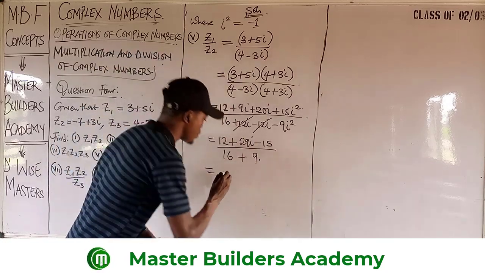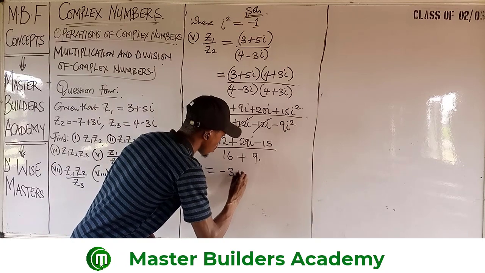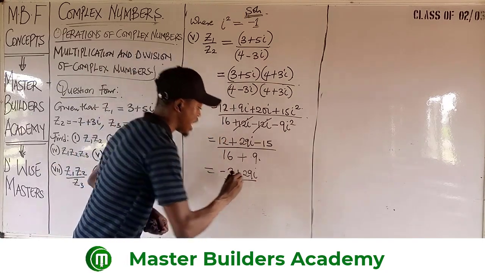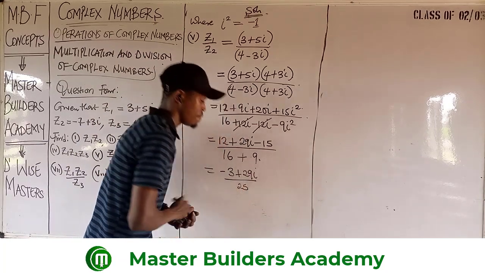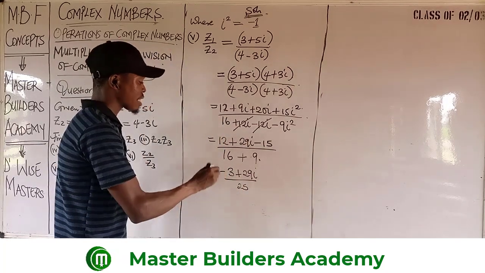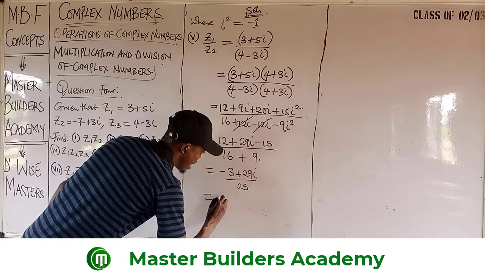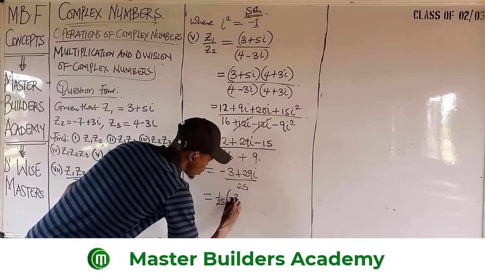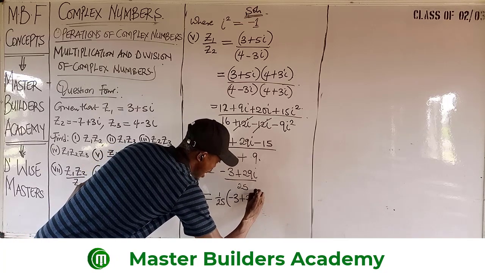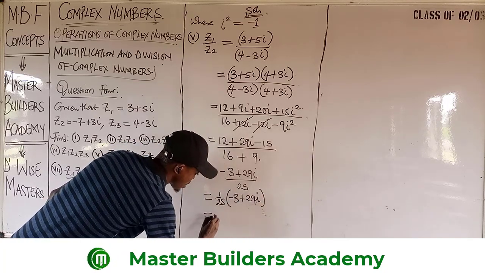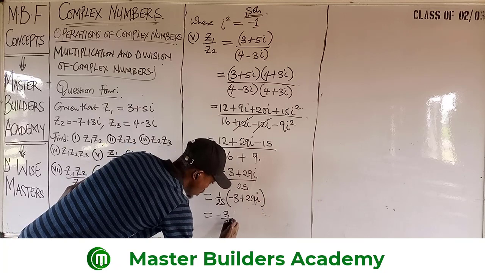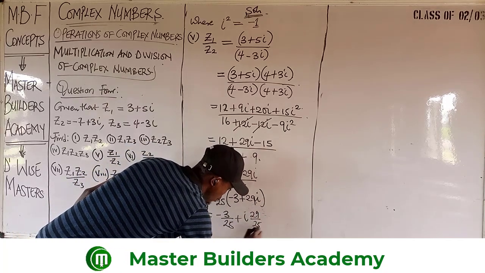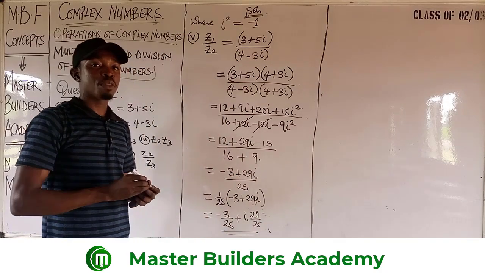So 12 minus 15 will give us minus 3 plus 29i all over... When I add these two results together, it gives me 25. This is it. So you can leave your answer here, or you can as well have this as 1 over 25 into minus 3 plus 29i, or you can have this as minus 3 over 25 plus i, 29 over 25. Whichever case you want to leave your answer, you are good to go.